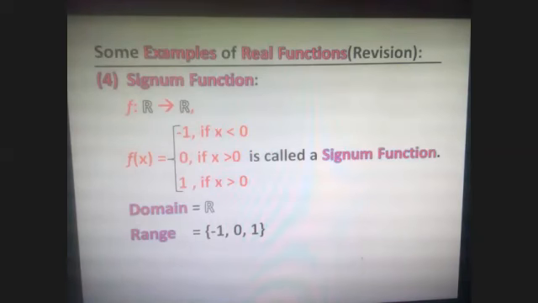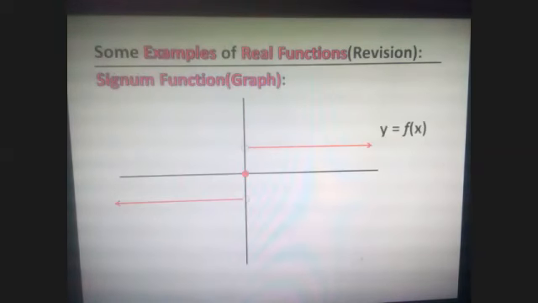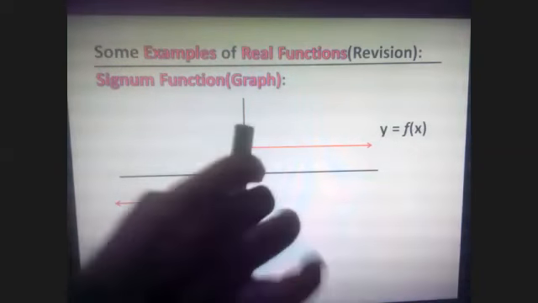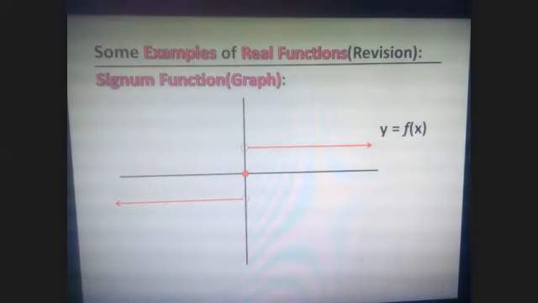I'm going past quickly because these were 11th standard revision. The graph of the signum function, you can always refer to. When x is equal to 0, it is 0. When x is more than 0, it is 1 itself. Less than 0, it is minus 1.